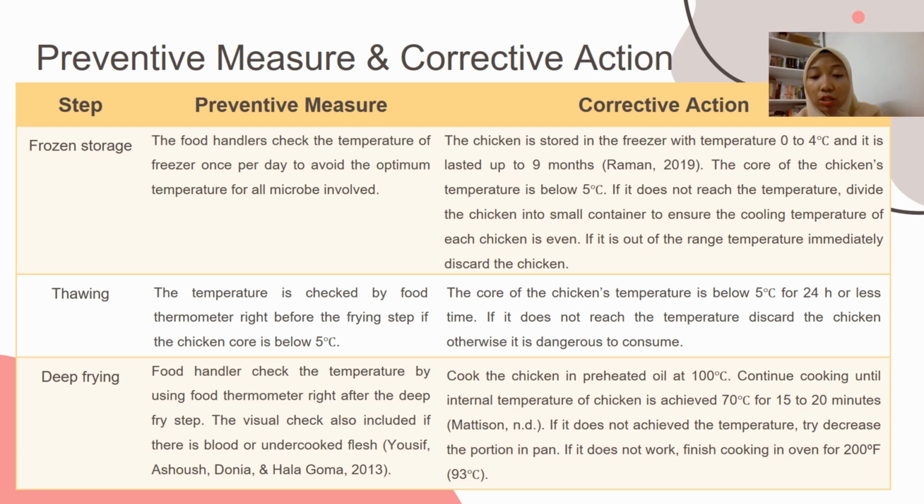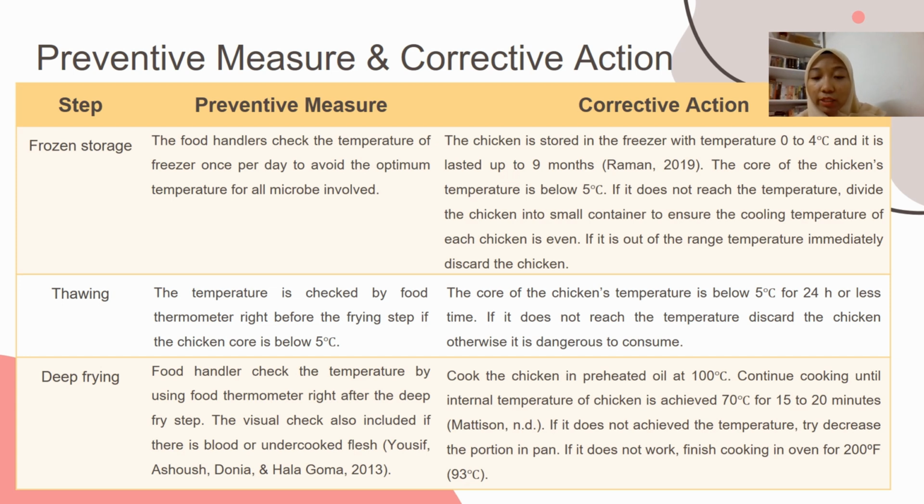For thawing, the preventive measure is the temperature is checked by food thermometer right before the frying step, where the chicken core is below 5 degrees Celsius. The core of the chicken temperature is below 5 degrees Celsius for 24 hours or less time. If it does not reach the temperature, discard the chicken, otherwise it is dangerous to consume.